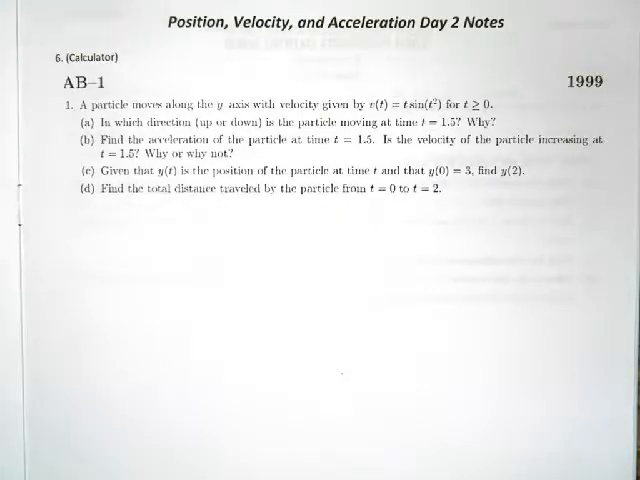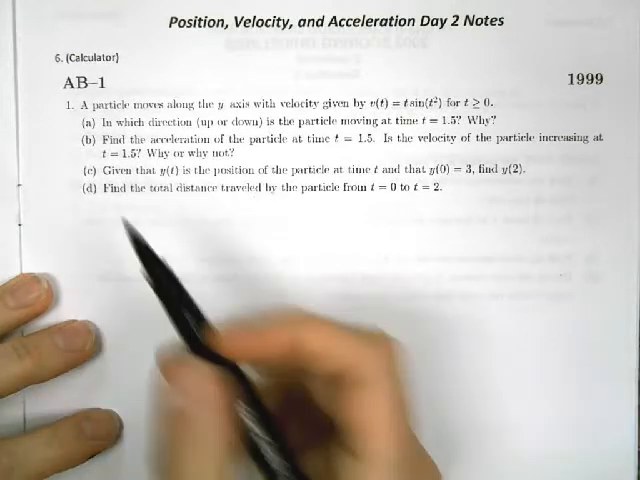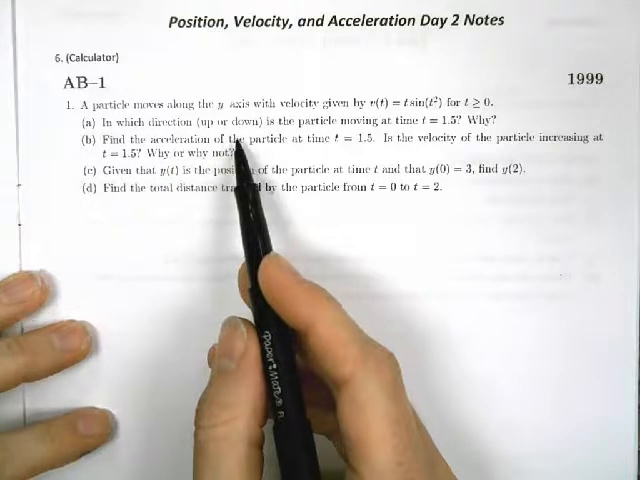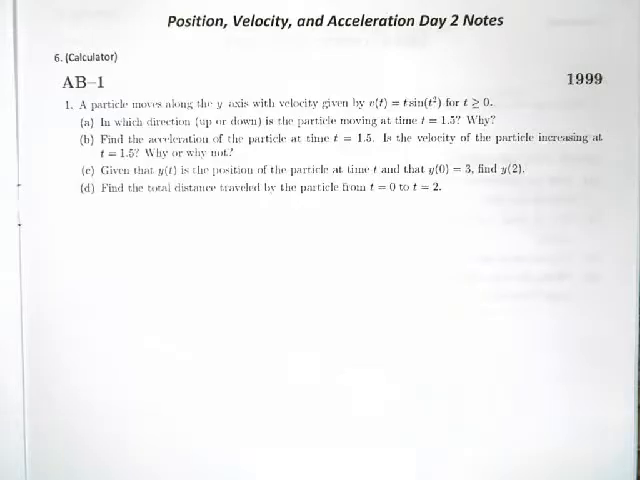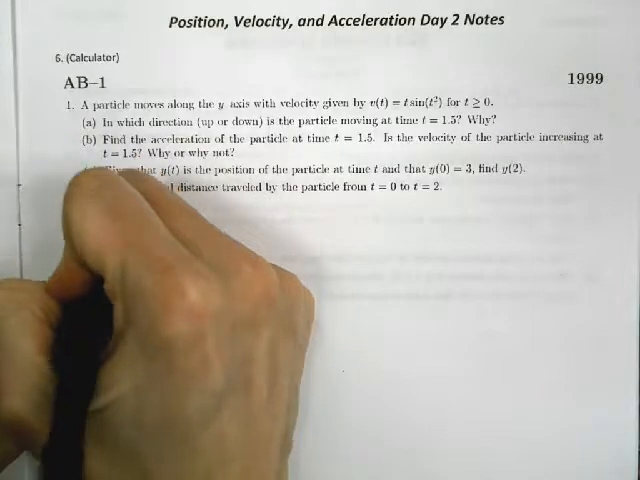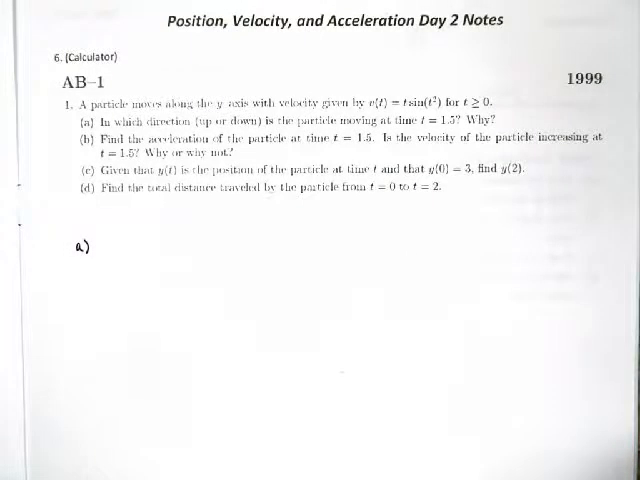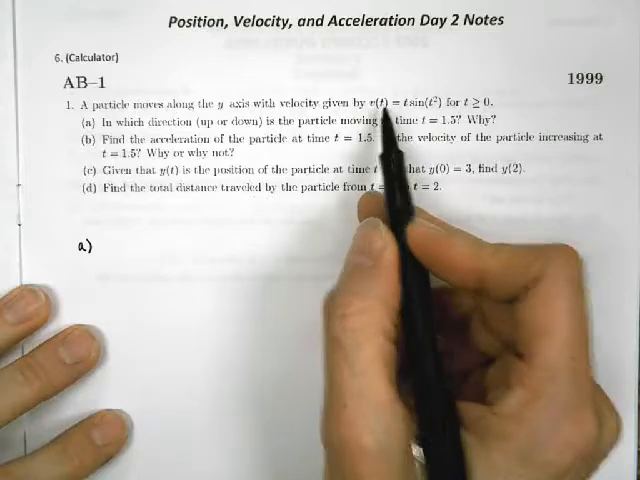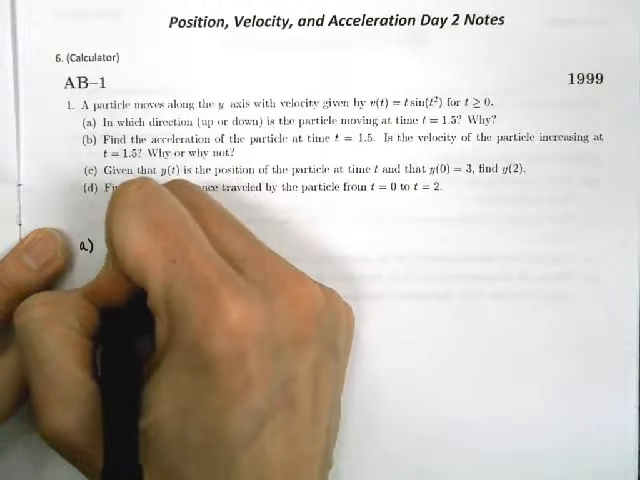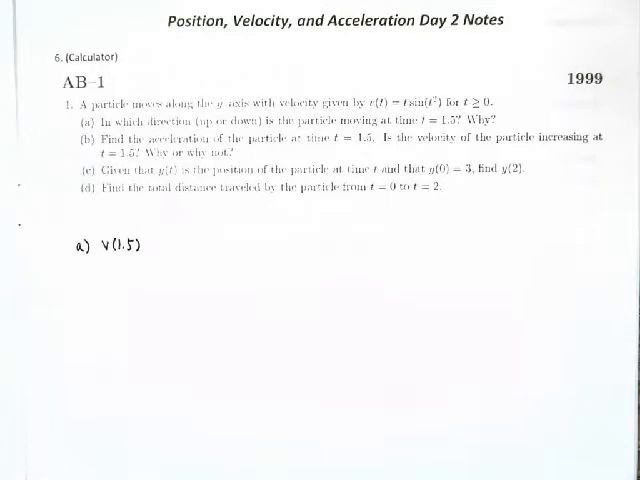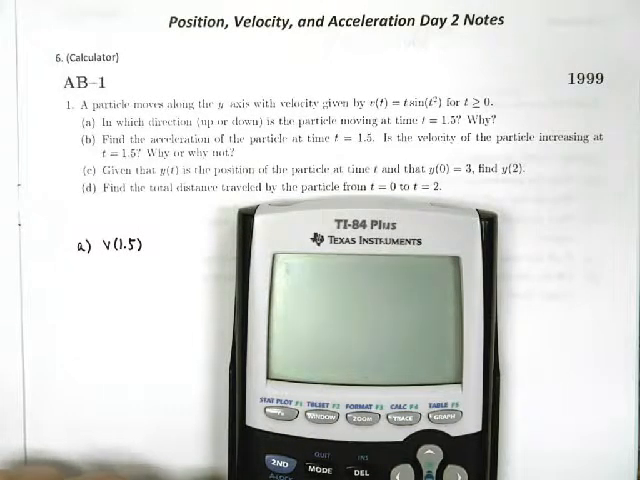Okay, so for number 1 here, this is from the 1999 exam. A particle moves along the y-axis with velocity given by this function v of t for time greater than or equal to 0. So the first thing we want to know is in which direction, up or down, is the particle moving at time t equals 1.5 and why? Now, I know if I want to find whether I'm moving up or down, that's going to depend on whether our velocity is positive or negative. So since I've got the velocity function right here, I'm going to evaluate it. So I'm going to find v of 1.5, and we're going to use our calculator.